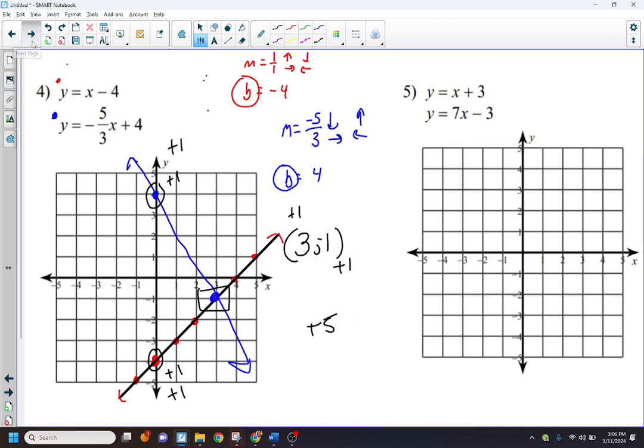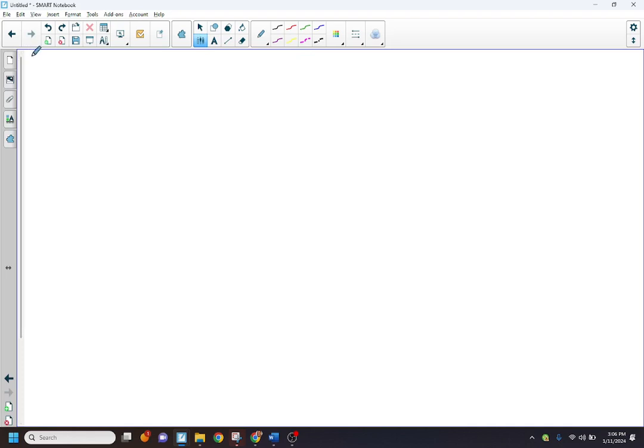Let's go to the next page, which is number 12, okay? Number 12 is a substitution. So we're going to have to follow the substitution rules to solve this. So y equals negative 8x plus 24, and y equals 6x minus 4. This is number 12 on the second page.